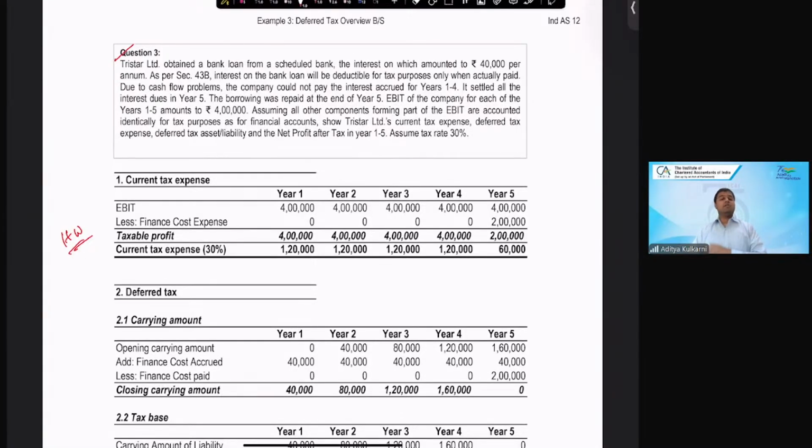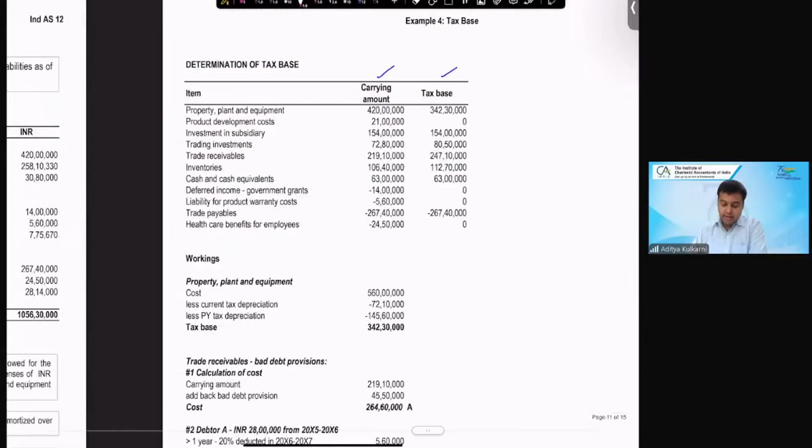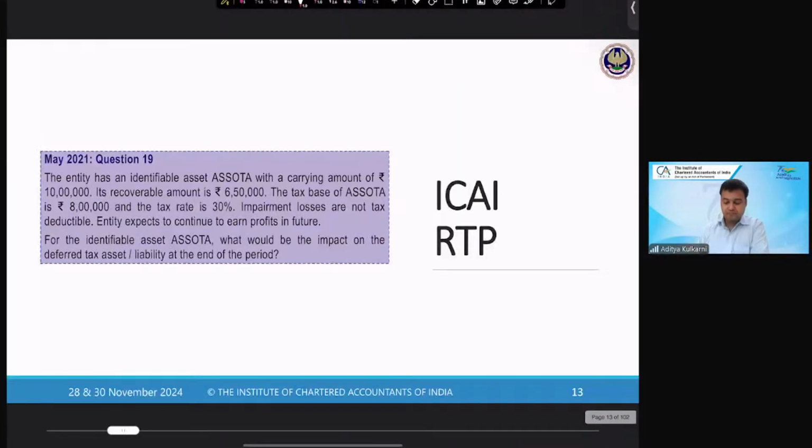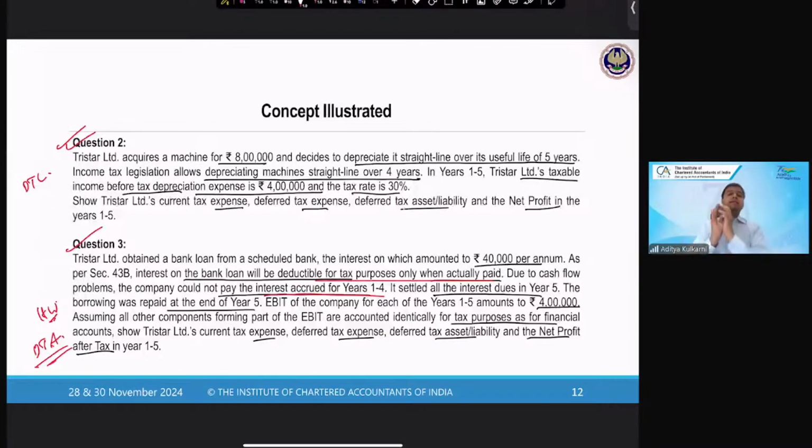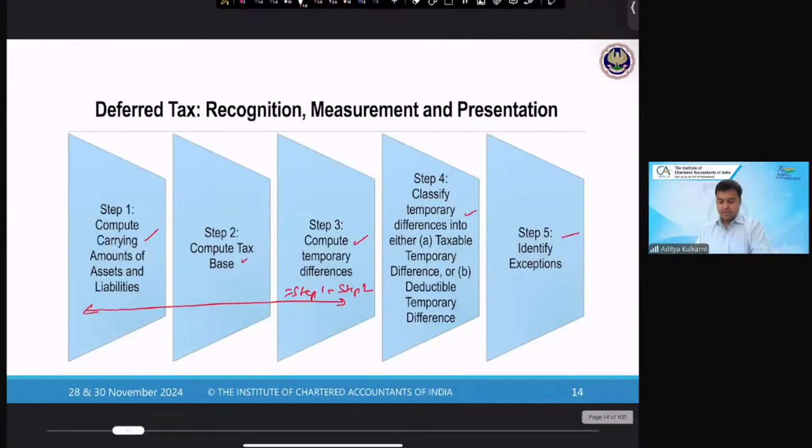It is exact opposite of deferred tax liability. Anybody has any doubts till here? No, sir. All clear. All right. Fine.